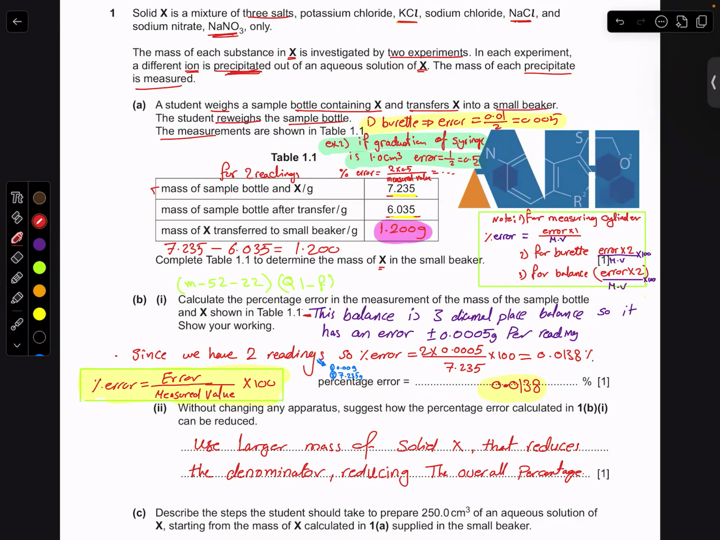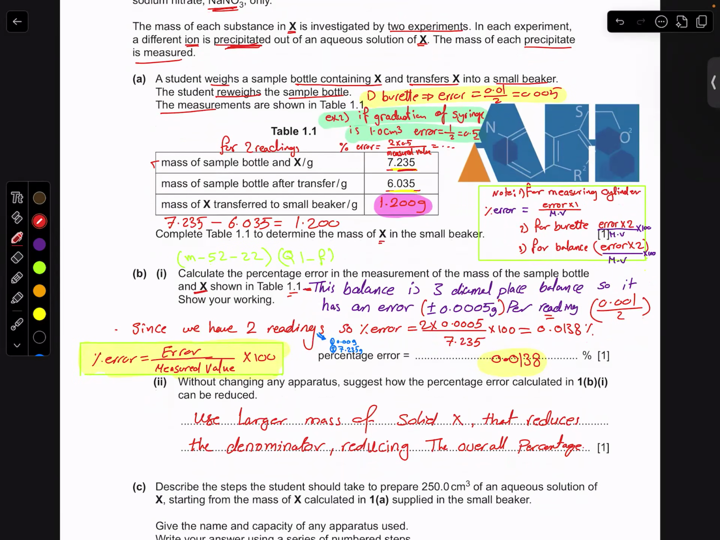Question number 2, calculate the percentage error of the measurement of the mass of the sample bottle and X shown in table 1. This balance seems to measure to 3 decimal places. So it has an error of plus or minus 0.005, which is 0.001 divided by 2. So this is the error of reading, for each reading.